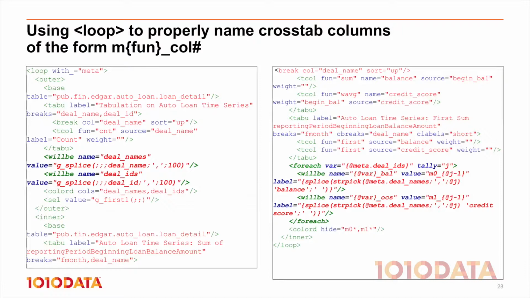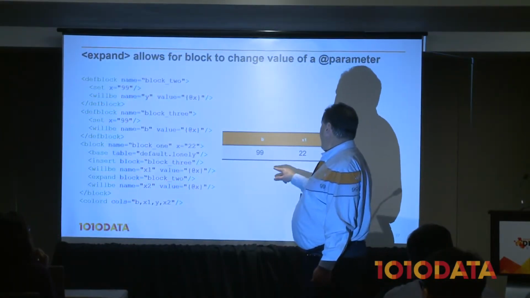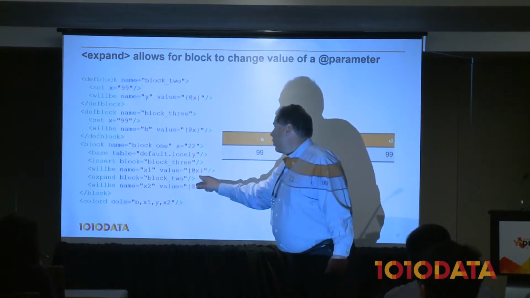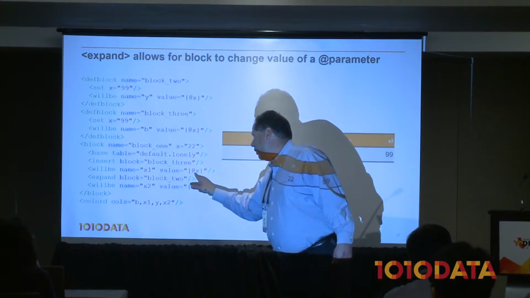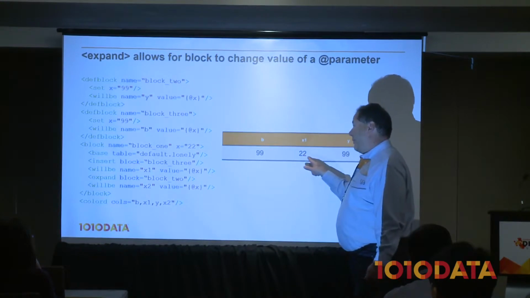So we've talked a little bit about insert, where you call a block, maybe from a library, with insert. The difference between insert and expand is expand allows you to change a global parameter. So in this example, what's happening is we first insert block 3, and afterwards we check the value of x. So x is originally 22. We change it to 99. We come out after the insert, and we check x1, and we check the value of x, still at 22. So we haven't changed it.